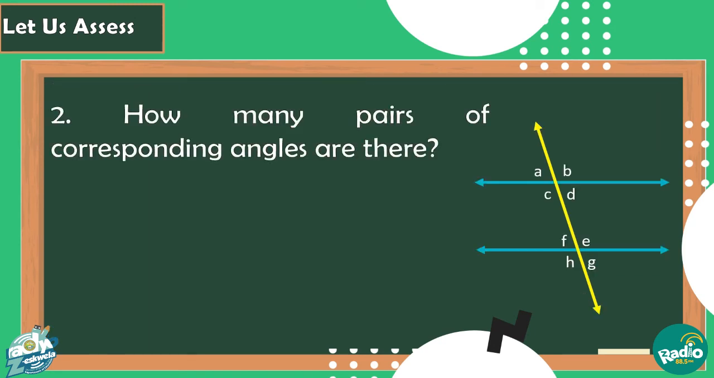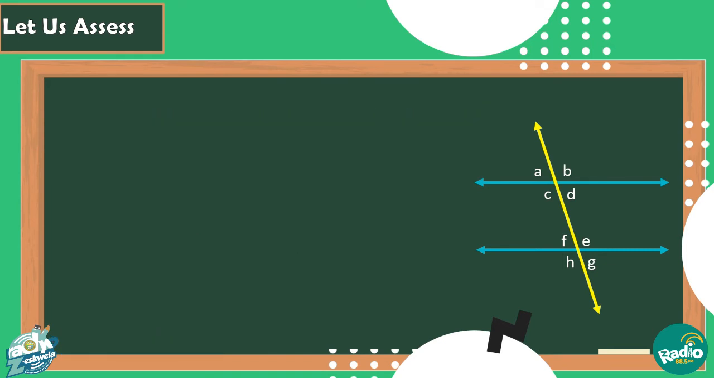Number 2. How many pairs of corresponding angles are there? A. 8, B. 4, C. 6, or D. 2. The answer is B. 4.